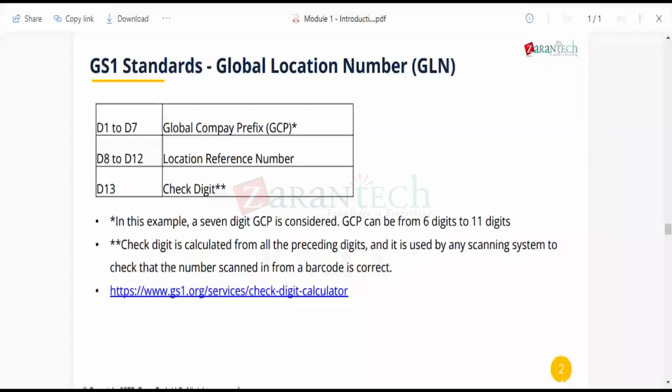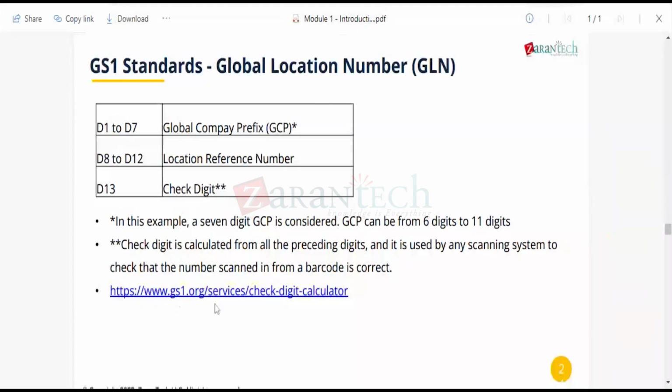Now, in the global location number as well as the global trade item number, the common thing is the company prefix. So through each number, you can identify your organization, or which particular company owns this location and these entities. This is the primary kind of traceability. From this identifier itself, the tracking and tracing starts.